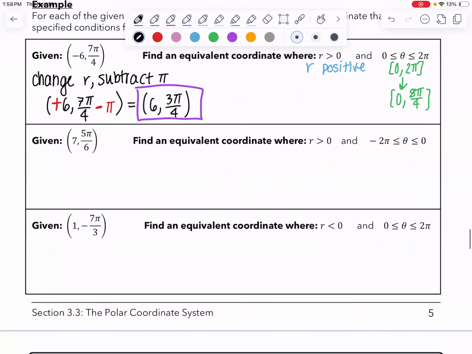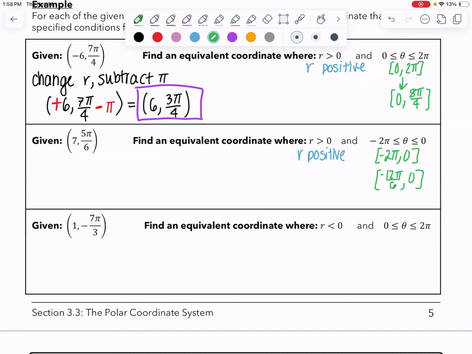All right, we have a coordinate point here, 7 comma 5 pi over 6. Find an equivalent point where R is greater than 0. What that means is that R is positive. And negative 2 pi is less than or equal to theta, less than or equal to 0. That means that we are within the range negative 2 pi to 0. We're looking at denominators of 6 here, so that's negative 12 pi over 6 to 0 that we want our angle to be in.